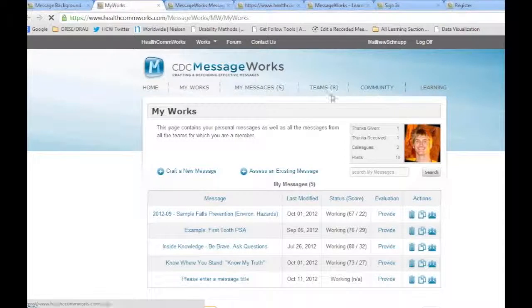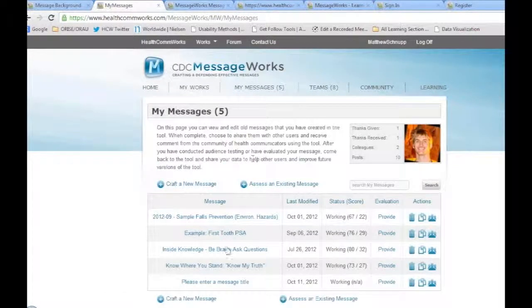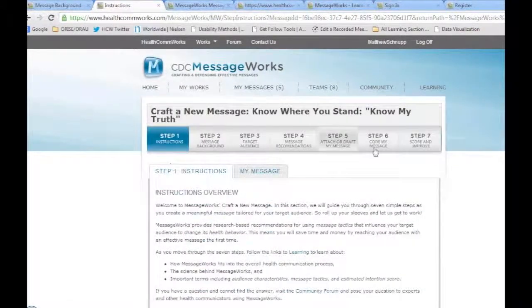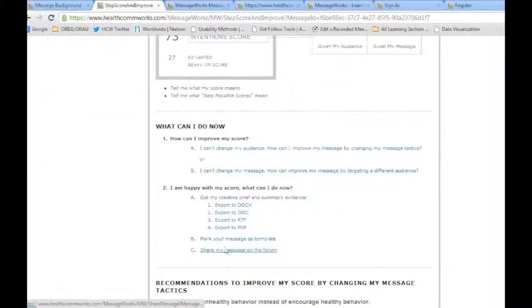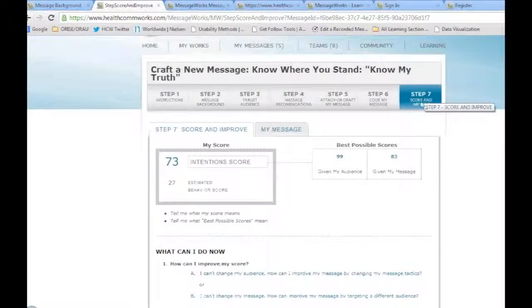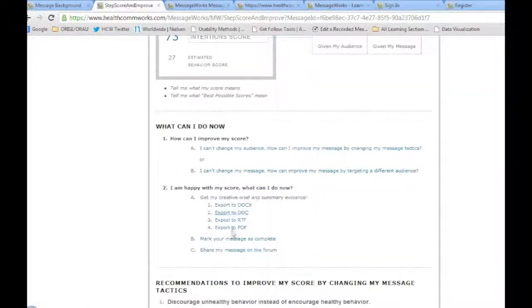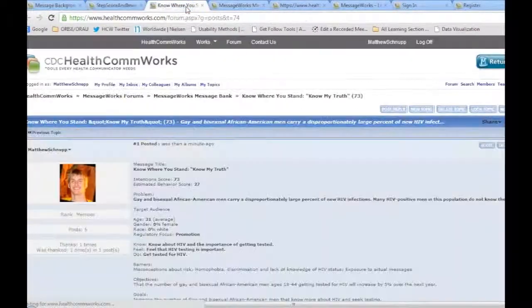The third part is this community phase. If I take you over to the HIV/AIDS example that I showed you, there's this link down here. Right now I'm on step 7 within this process, looking at my score, and right below the reports there's a link to share my message on the forum. When I do that, that's when you can search for anybody's message.